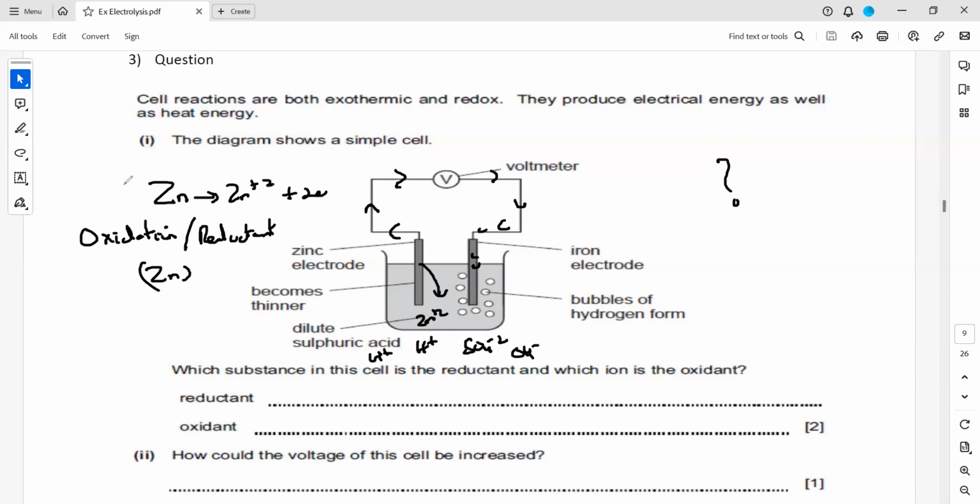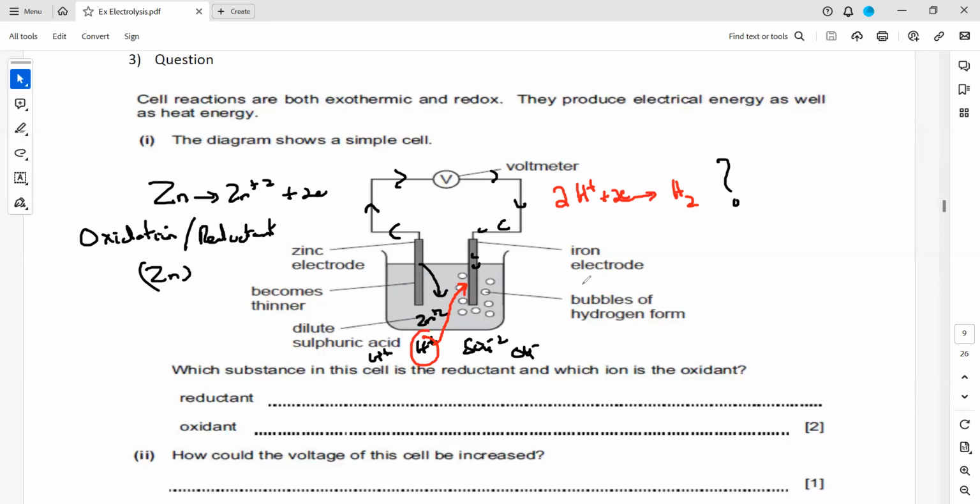So which is the less reactive positive ion? The less reactive positive ion is hydrogen. So this hydrogen will move towards the electrons, the iron plate or iron electrode. And what is the equation at the iron electrode? When hydrogen ion is there, it will take 1 electron from hydrogen atom. When 2 hydrogen ions are there, they will take 2 electrons and form hydrogen gas. That's why bubbles of hydrogen are seen.